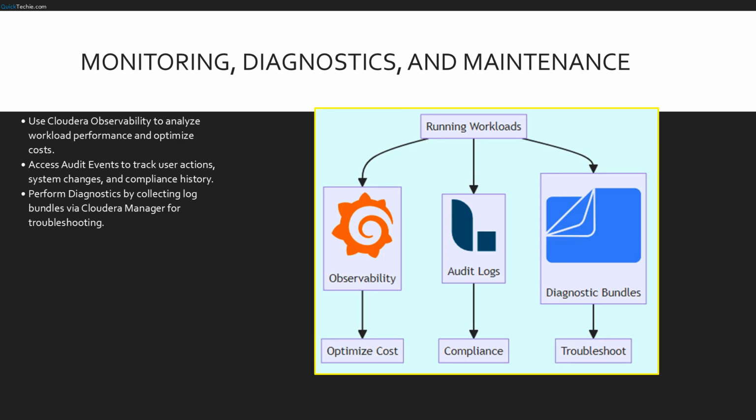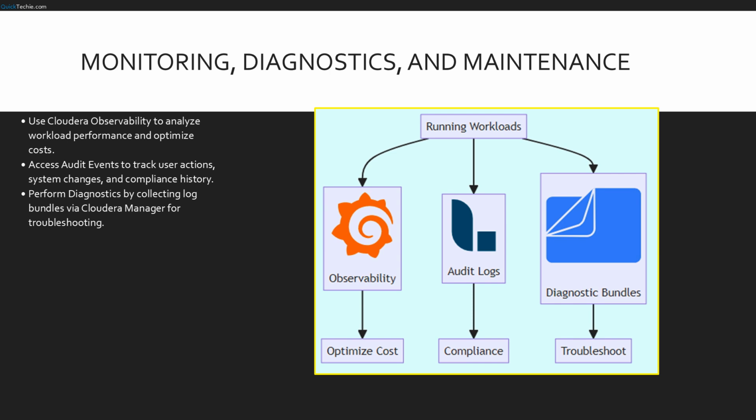Finally, the job isn't done after deployment. You must monitor and maintain the system. Cloudera Observability is your tool for deep dives into workload performance, helping you tune queries and control costs. For compliance, you will regularly check the audit events to see who logged in and what changes were made to the control plane. And when things go wrong, you can trigger diagnostics collections directly from Cloudera Manager to package logs for support. Effective monitoring ensures your environment remains healthy, secure, and cost-efficient.